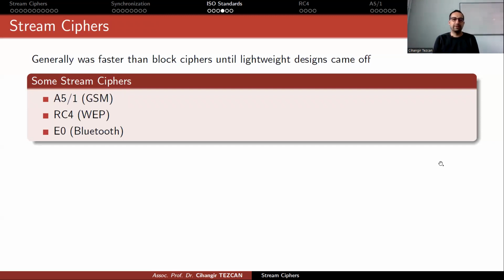So let's look at some of the standards and some of the stream ciphers that we use in practice. In the past, generally, stream ciphers were faster than block ciphers until lightweight block cipher designs came along. This is why in the past, as you can see, we used stream ciphers for data in transit. In GSM, we used A5/1, for wired equivalent privacy in our modems at home, we used RC4, and in Bluetooth, we use E0. So these are broken. Nowadays we are using A5/3, which is also called Kasumi, a block cipher. And in Wi-Fi, we use WPA or WPA2 protocols where we use AES.